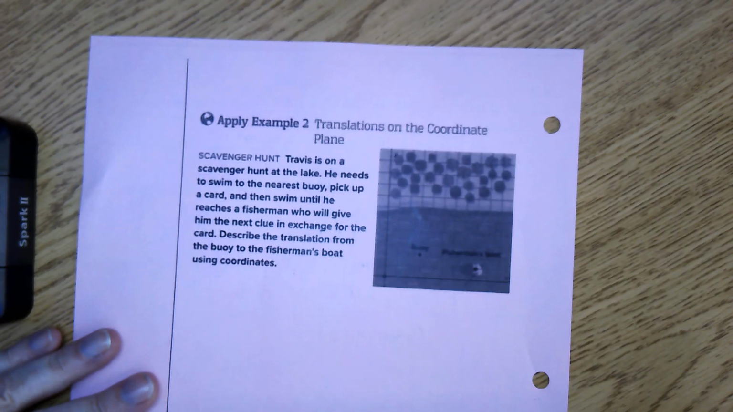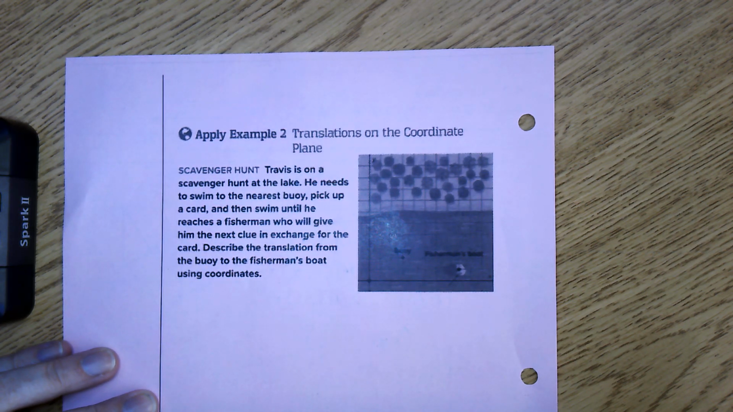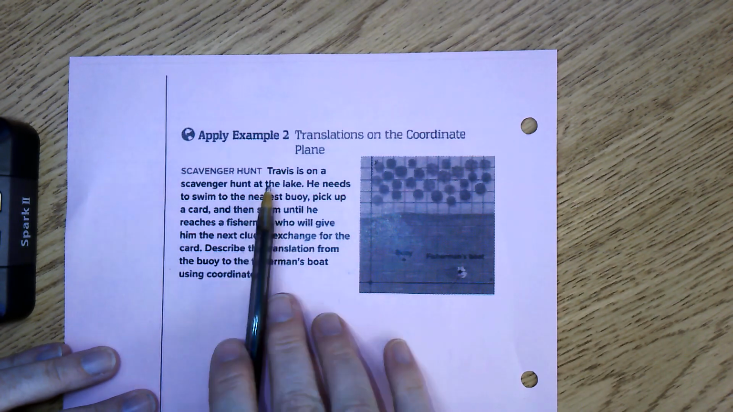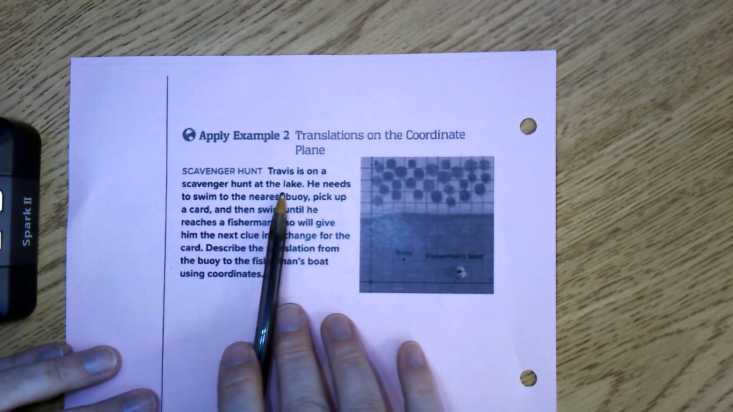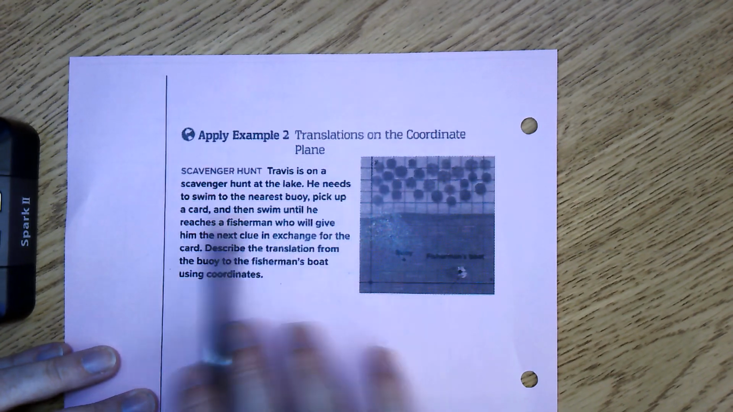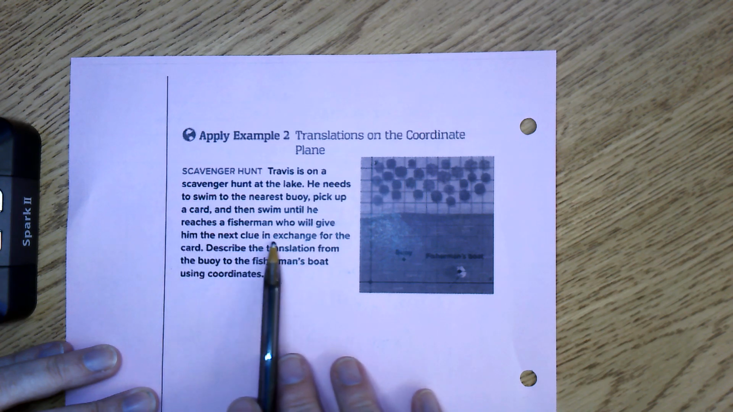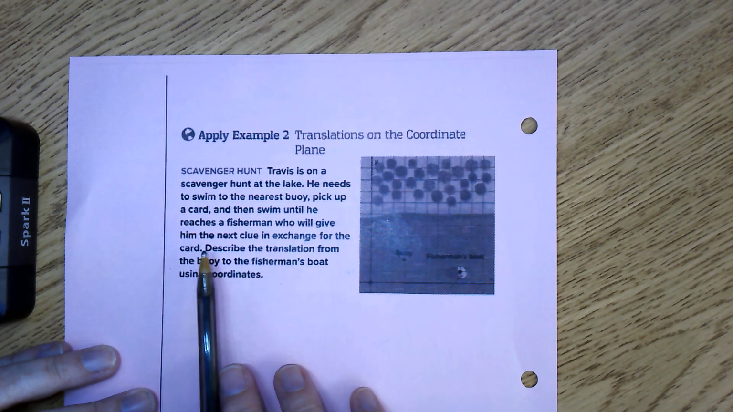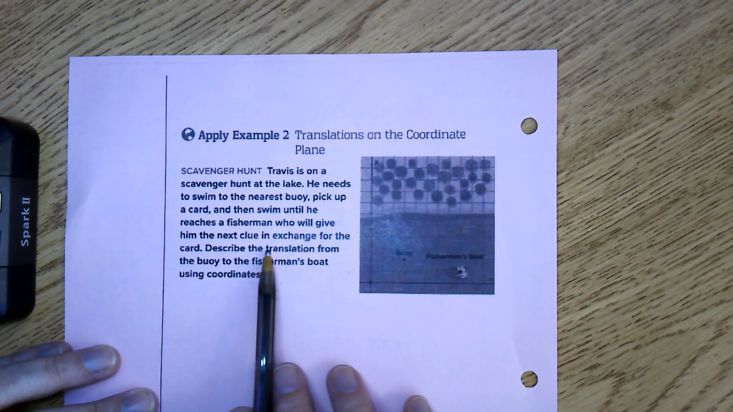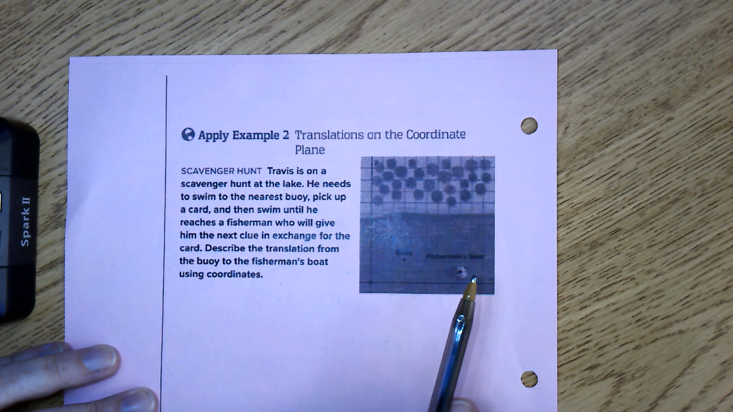All right, let's check out a picture. We got a picture, and your picture doesn't go very well, but there's a whole grid there, I promise. It says Travis is on a scavenger hunt at the lake. He needs to swim to the nearest buoy, pick up a card, then swim until he reaches a fisherman who will give him the next clue in exchange for a card. Here's what it wants us to do. It wants us to describe the translation from the buoy to the fisherman's boat.